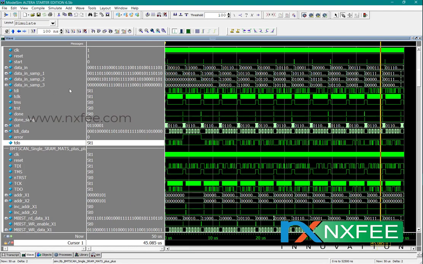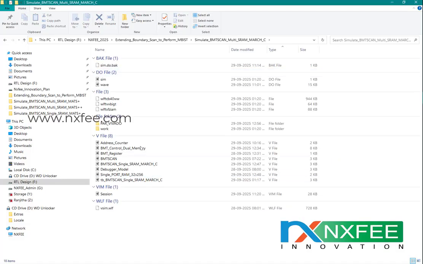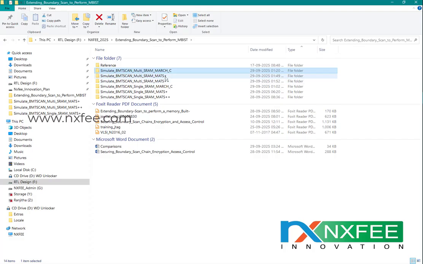Here this one is the MATS plus plus method. All these models we have synthesized in Vivado on a Xilinx Artix-7 FPGA, and we compared all the parameters in terms of LUTs, flip-flops, occupied slices, power and delay. These are the folders we have used for testing: March C, MATS plus and MATS plus plus for multi-port operations, and this is for single port operations.